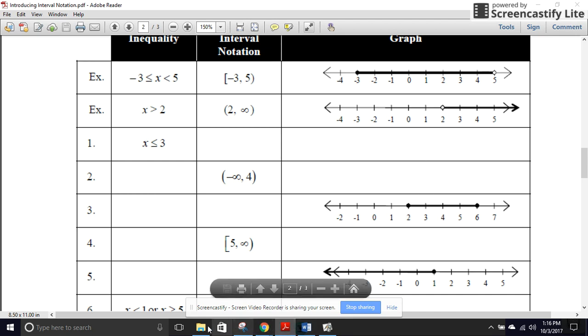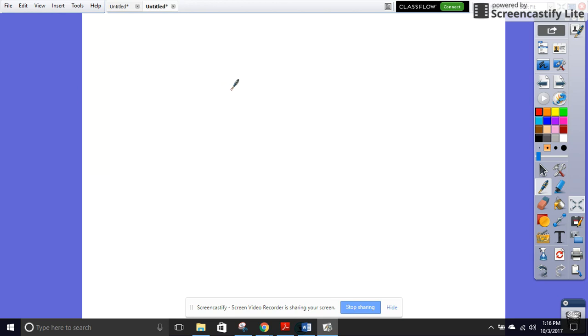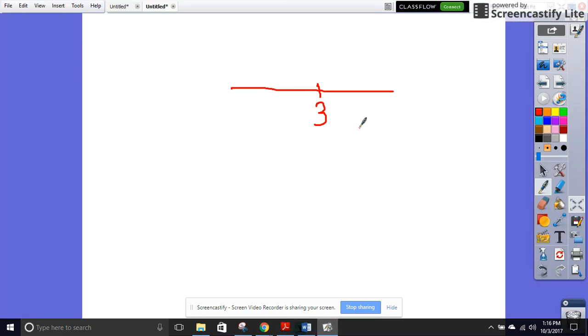I can't draw on this, so let me go back over here. Let me go to a new page. How do I get to a new page? So draw a number line, stick 3 on there. Is that what it was? Yeah. A number line with a 3.